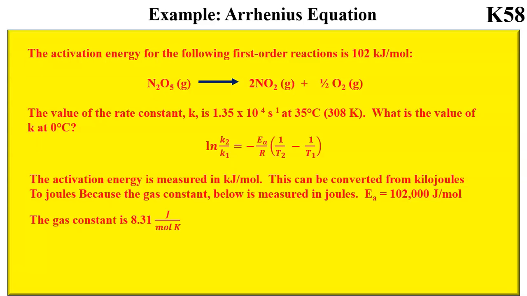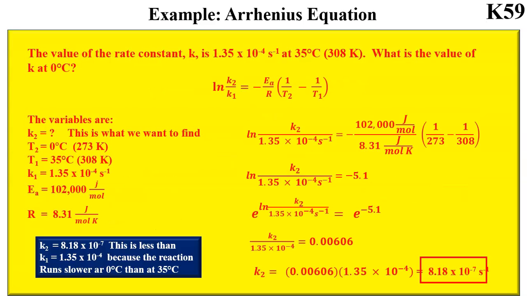Again, just get used to this conversion between joules, kilojoules, grams, kilograms, liters, milliliters, things like that, so that you can do them quickly in your head. So it's 102,000 joules per mole. And so the gas constant is 8.31 joules over mole Kelvin. So it's a lot of numbers here, but that's all it is, a lot of numbers. There's no algebra involved here. It's really just crunching the numbers.